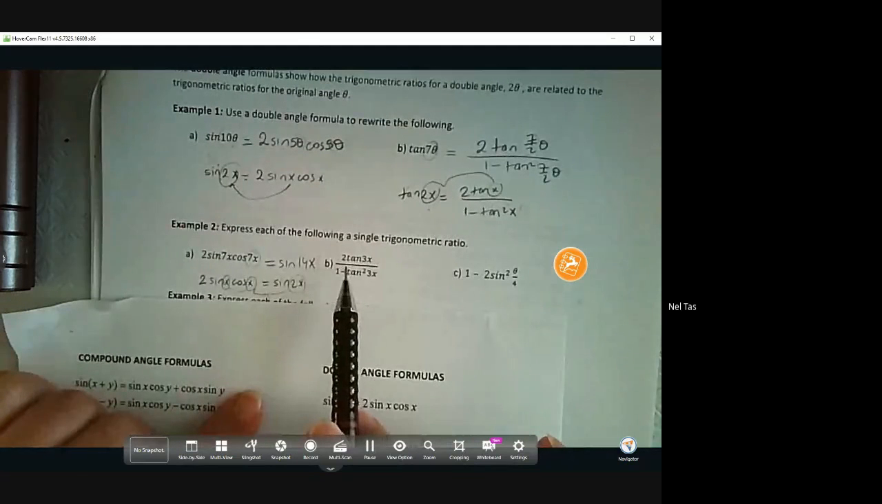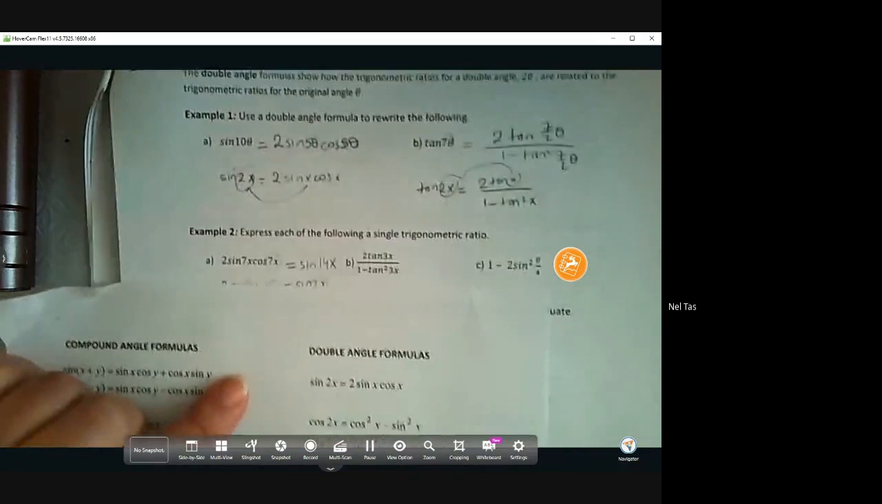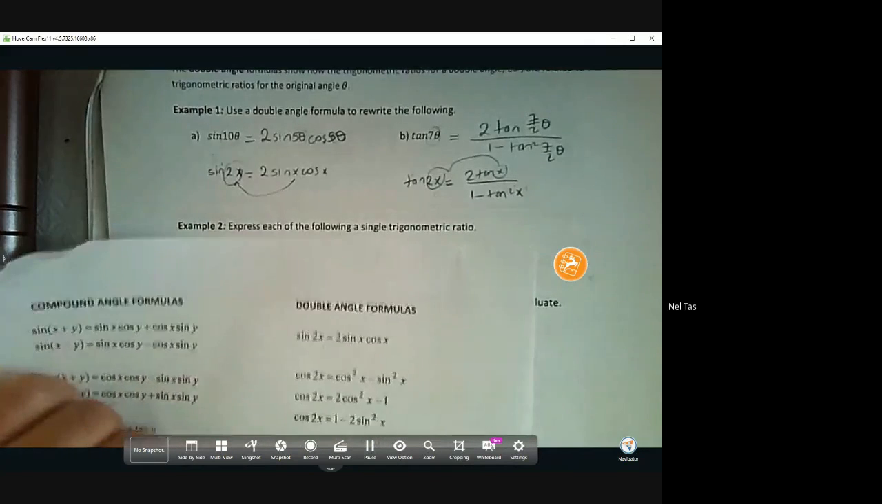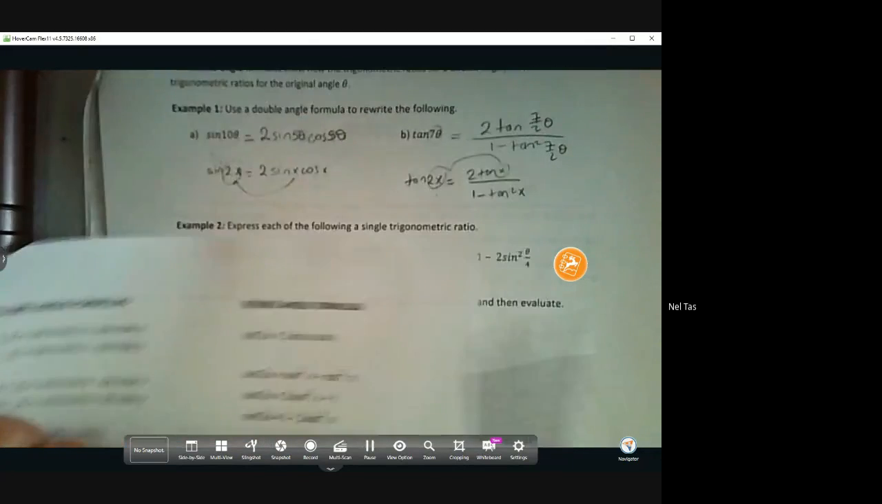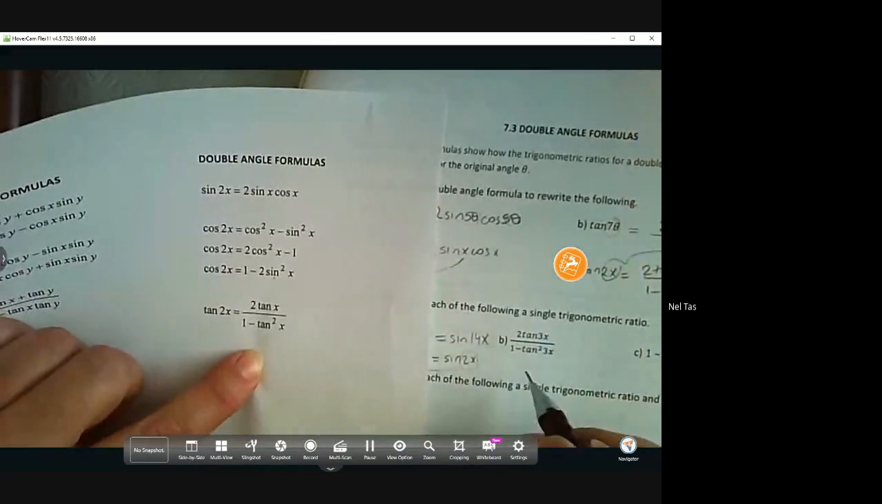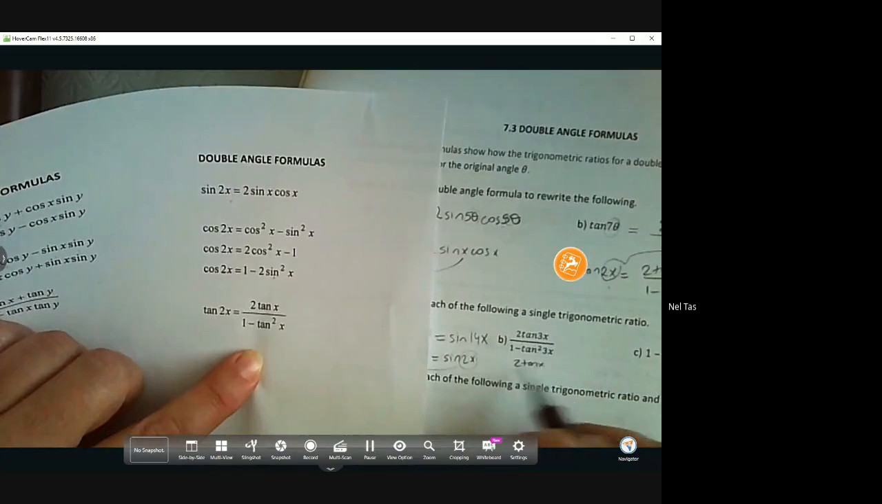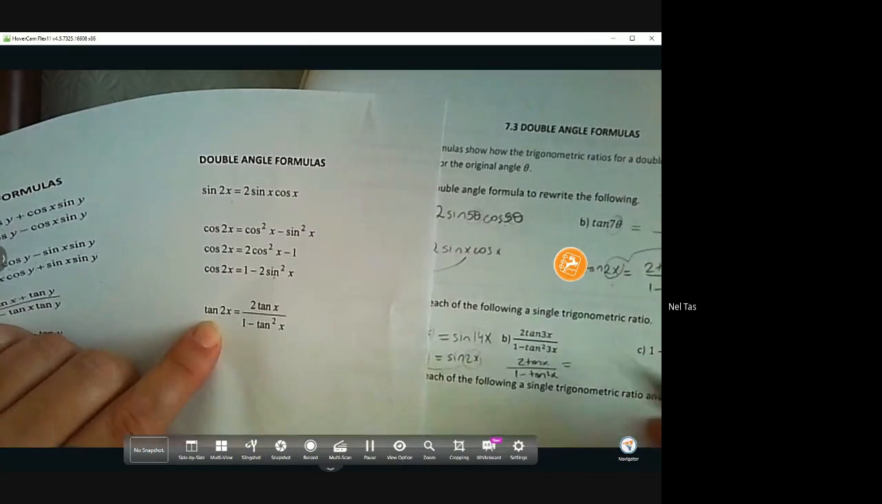Next one, we have 2 tan 3x over 1 minus tan square 3x. So we're going to write it as a single ratio. Again, I'm going to take the right side because this is matching with the right side of the tan formula. If this was 2 tan x over 1 minus tan square x, then the answer would be tan 2x.